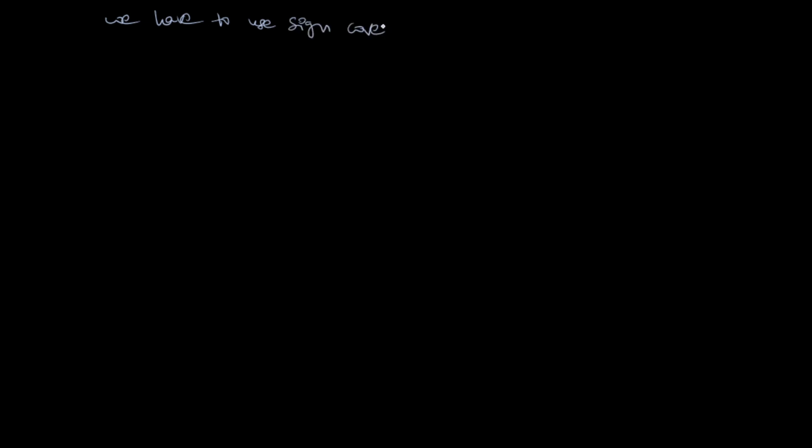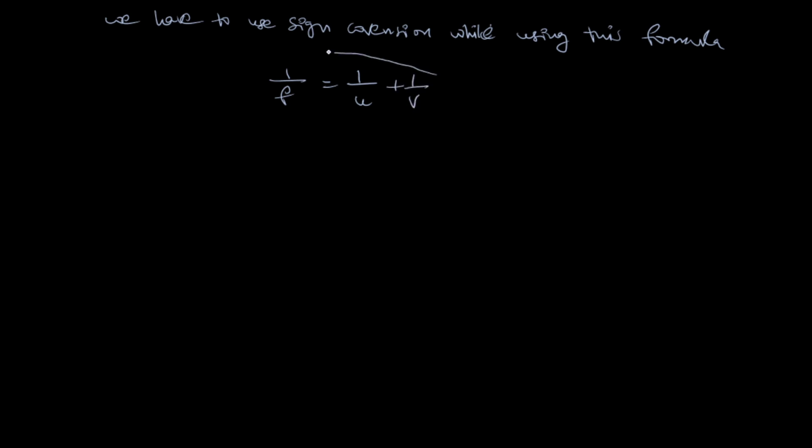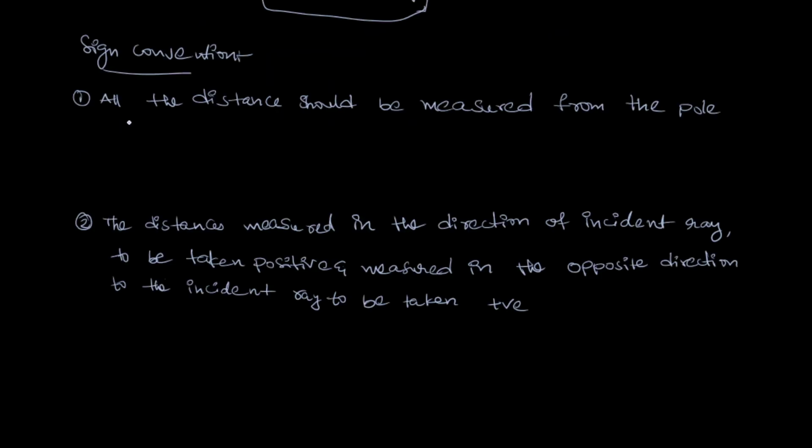We have to use sign convention while using this mirror formula. This formula, 1/f equals 1/u plus 1/v, must be used only with the sign convention. Okay? And coming to the sign convention, all the distances should be measured from the pole.